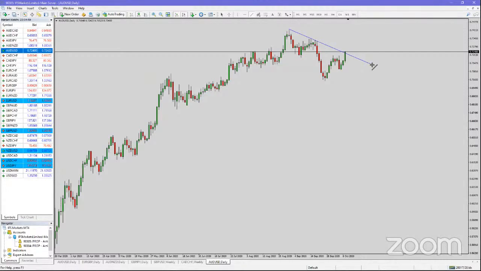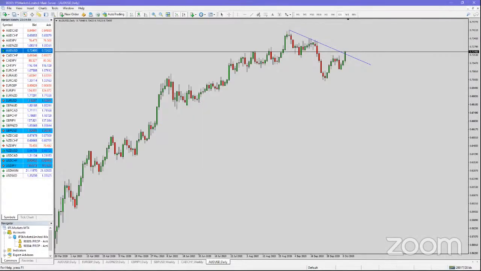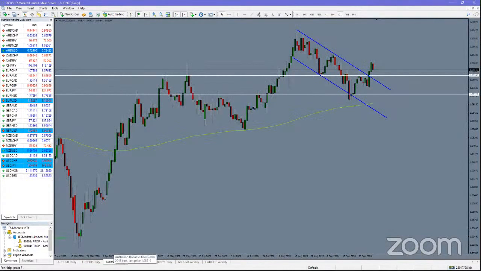It might outperform against the US dollar here, but I think for a longer term play, it's probably a good currency to trade against the New Zealand dollar, just as I mentioned before.